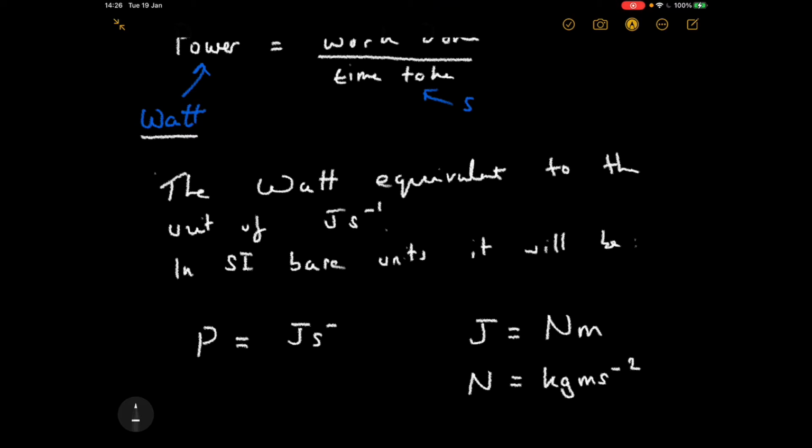So we can put that into there. So we get the joule as being kilogram meters squared seconds to the minus 2. And then we can put that over into there, and therefore that will give us the unit of power. The watt is kilogram meters squared seconds to the minus 3, if you want to have it in base units.